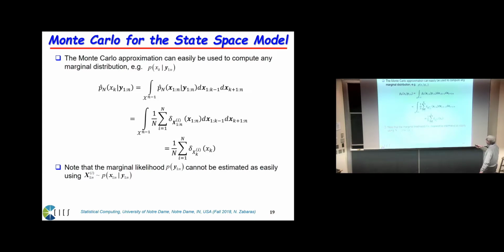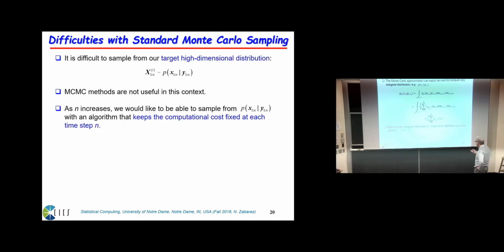And as I mentioned before, if you want to marginalize, it's straightforward because, at every time n, you integrate all the delta functions from 1 to k minus 1 and k plus 1 to n out. You get 1, and then effectively, directly, you have a Monte Carlo approximation of this distribution. So xk is one of the variables, given the data 1 to n.